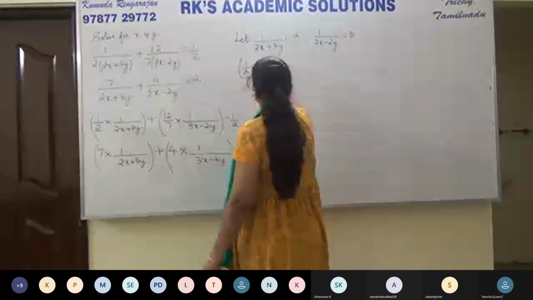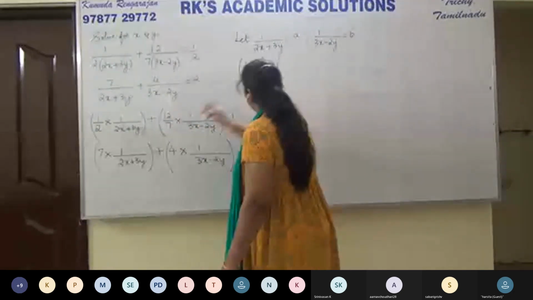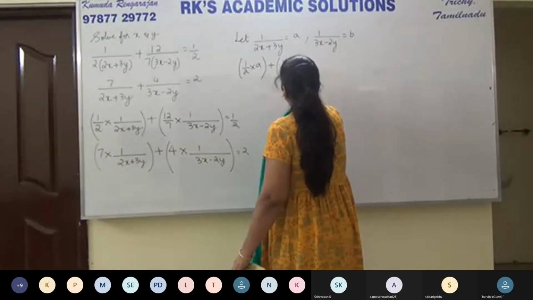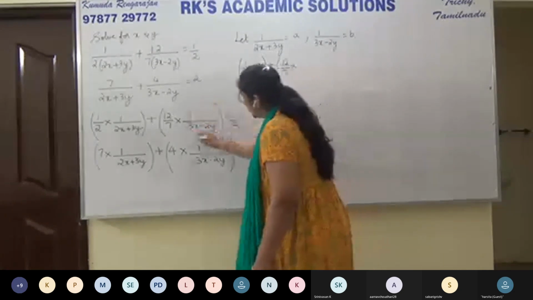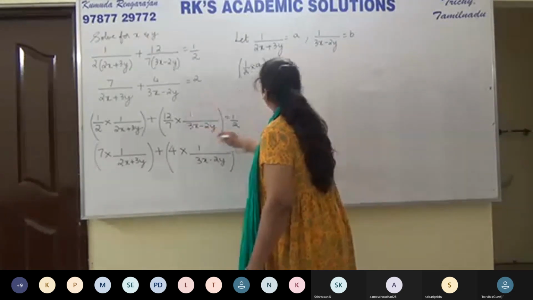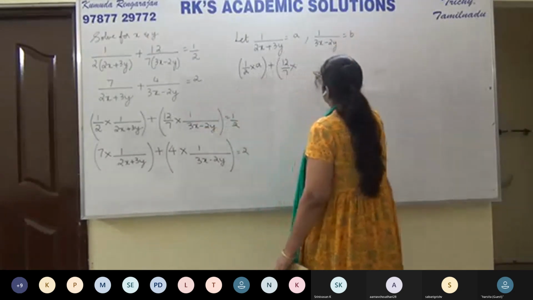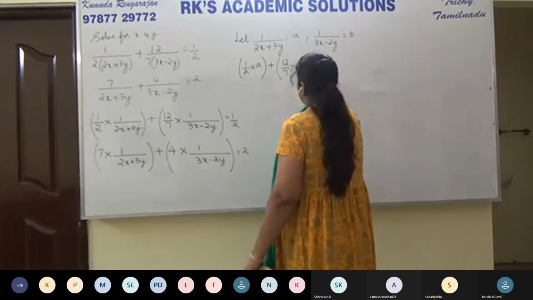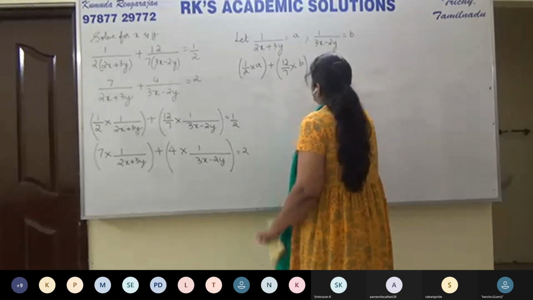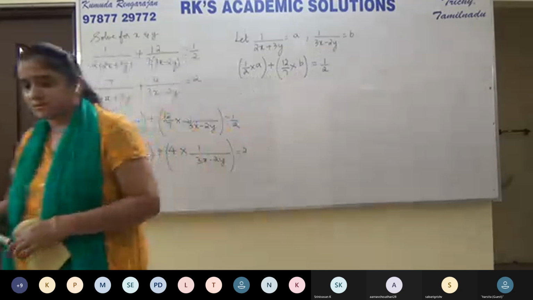Plus 12 by 7 into this entire thing, 1 by 3x minus 2y, is called B. So B is equal to 1 by 2. Correct?